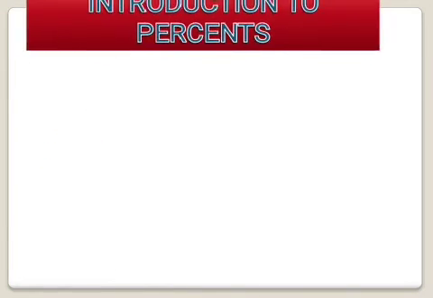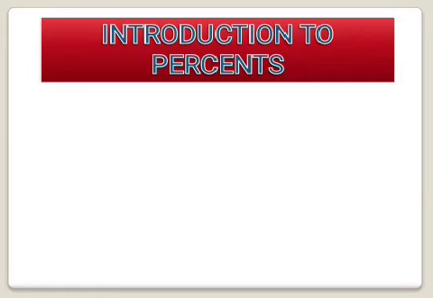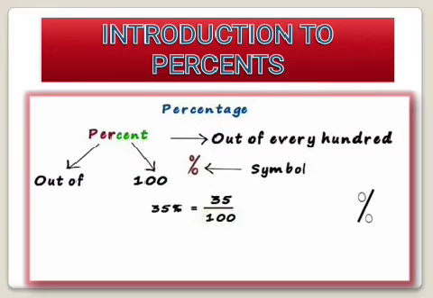Next way to compare quantities is percentage. Percentage means percent, where per means out of and cent means 100. Hence, percent is out of every 100. 35% means 35/100. That is 35 out of 100.